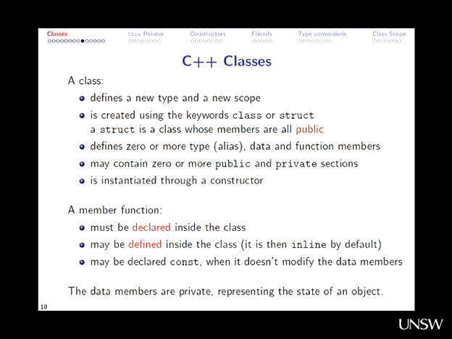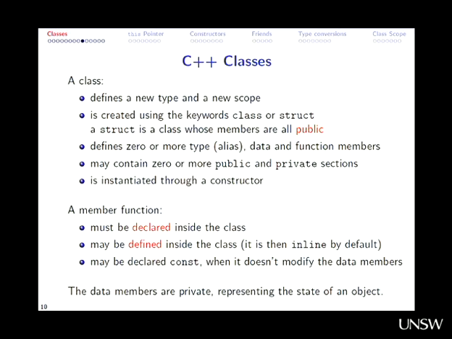A class will define 0 or more type aliases, or types. It will have some data and some function members. It's possible to have a class that only has data and no functions. Okay, you probably want to make all that data public. It's also possible to have a class that doesn't store any data and it's just got a whole ton of helper functions in it.